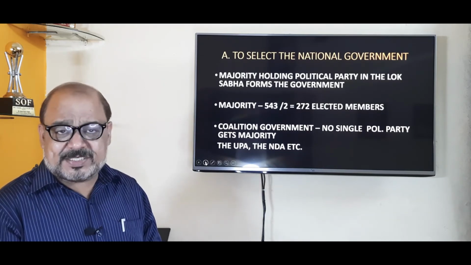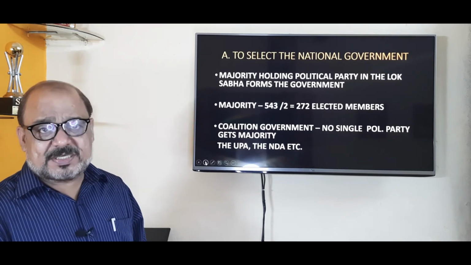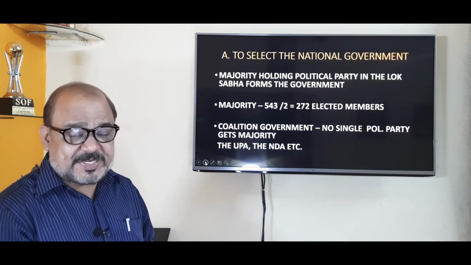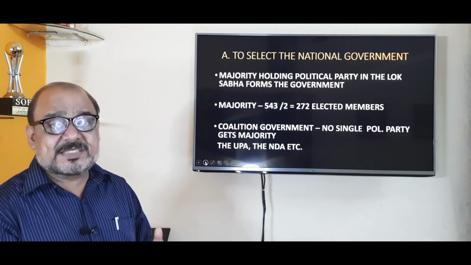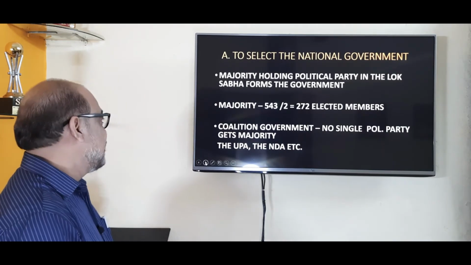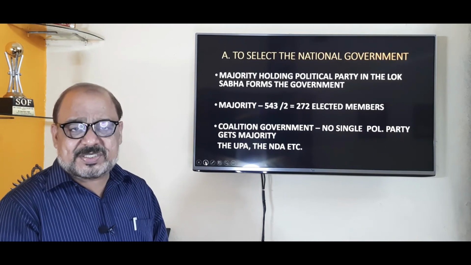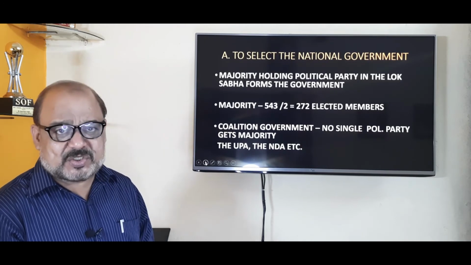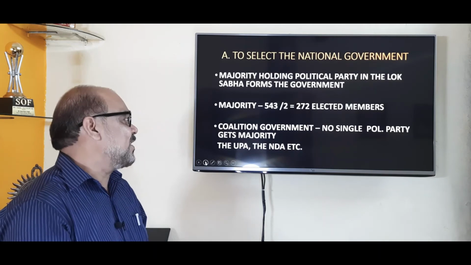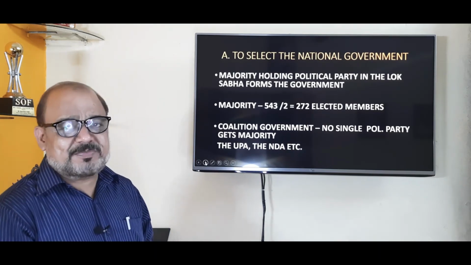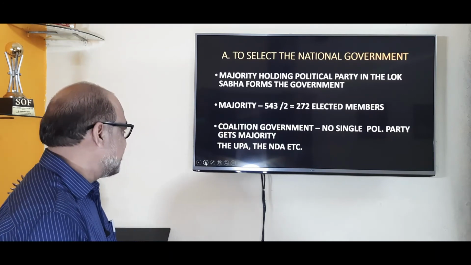NDA is an alliance, National Democratic Alliance. UPA, United Progressive Alliance. These are the two famous alliances. At present, NDA, led by Bharatiya Janata Party, is in power in our country. Now, to get majority, how many seats should a political party or an alliance get? It is 543 divided by 2, so 272 minimum elected members, a party should get to get majority.